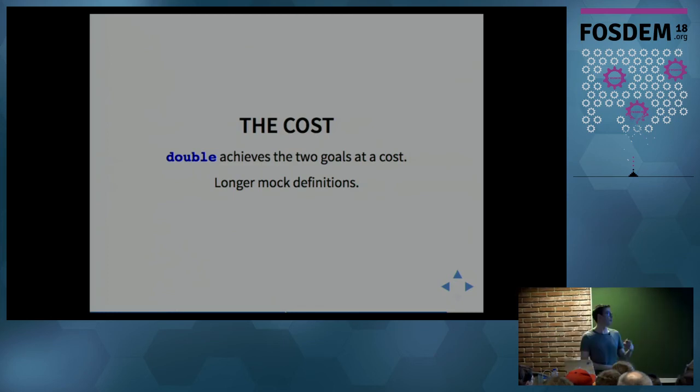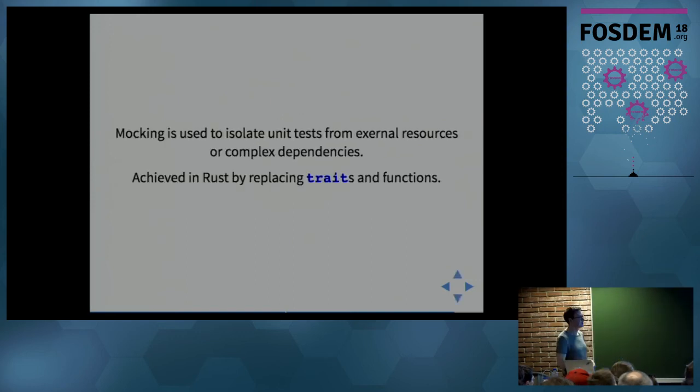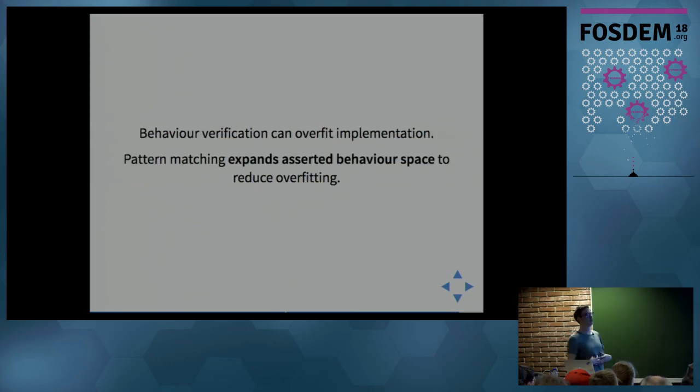To summarize, mocking is often used to isolate unit tests from external resources or large dependencies. One way of achieving this in Rust is by replacing traits and functions. However, using mocking can often overfit the implementation, so you need to be very, very careful. You need good tools that enable you to make more nuanced assertions, not just "you were called with exactly this." You need looser assertions so that your developers don't hate their lives a year into the project, having to constantly change test code whenever they slightly change the implementation.